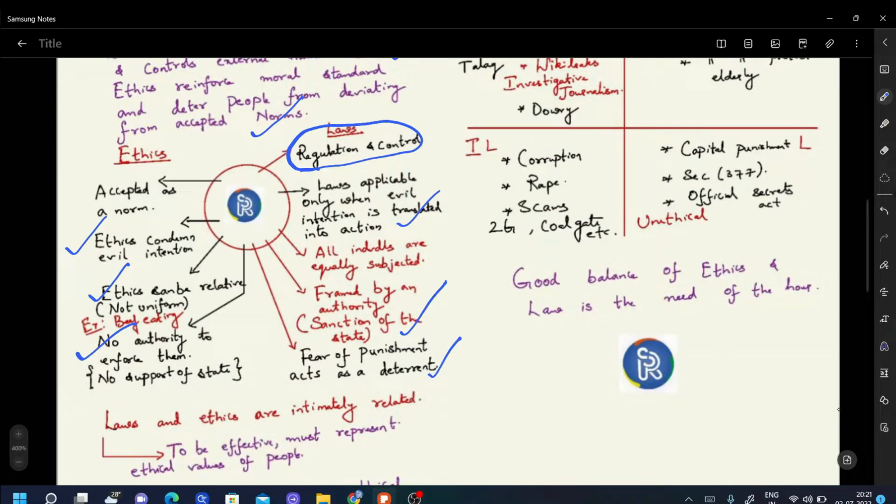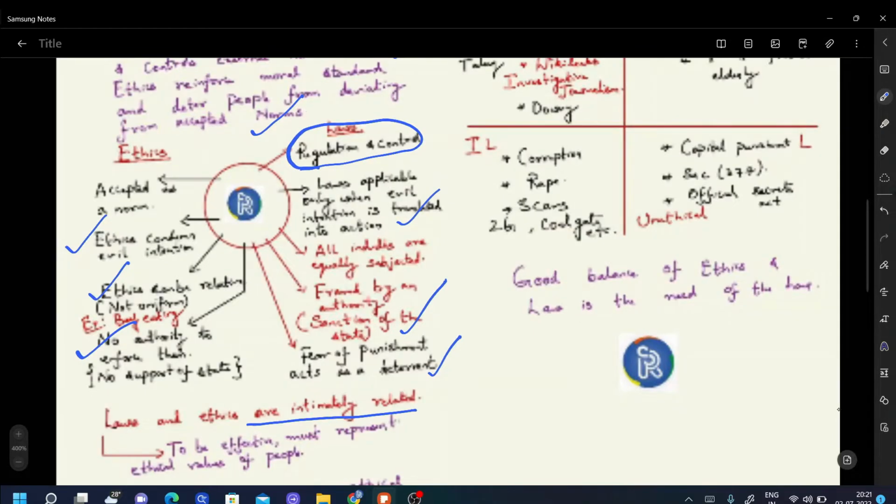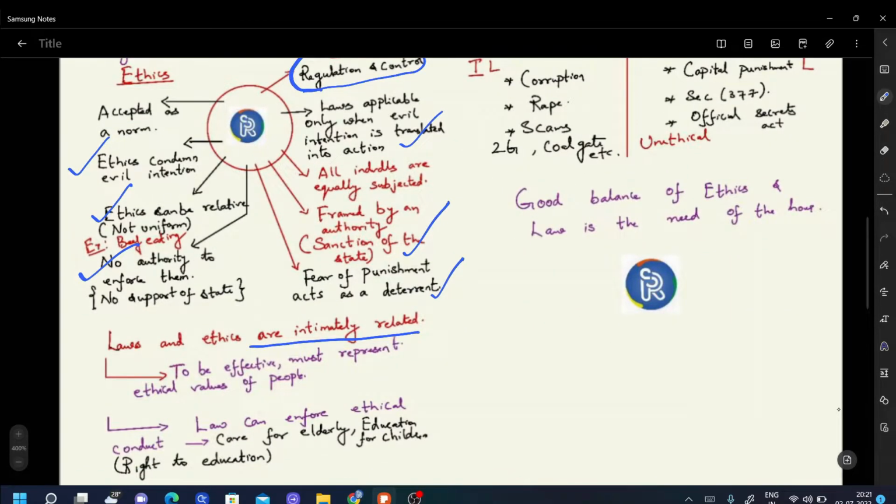And what we have to observe is that laws and ethics are intimately related. To be effective, laws must represent the ethical values of people. Then it becomes easy. And at times, laws can enforce ethical conduct, for example, care for the elderly. Recently, there was a judgment given by the High Court with respect to property rights. If the children are not taking care of elderly people, then the parents can have the right to get the property back. So laws can enforce ethical conduct.